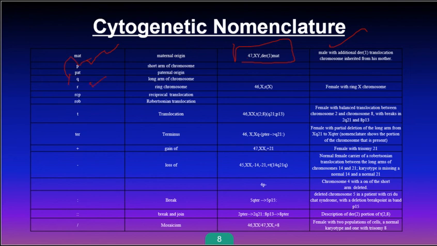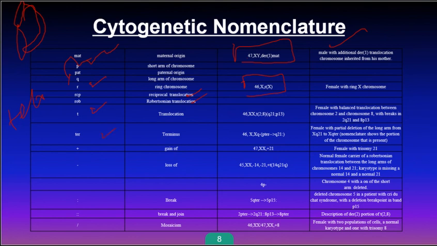R means ring chromosome. Ring chromosomes are basically chromosomes whose ends fuse together, and they form a ring, so they are called ring chromosomes. 46,X,r(X) means a female with a ring X chromosome. Then next is translocation. Translocation is basically exchange of chromosomal or genetic material. There is reciprocal translocation and Robertsonian translocation. Reciprocal translocation is exchange between non-homologous chromosomes. In Robertsonian translocation, acrocentric fuses with acrocentric chromosomes. This is called Robertsonian translocation.